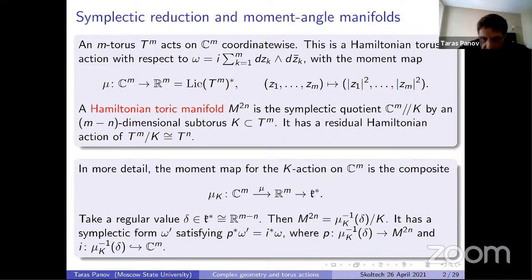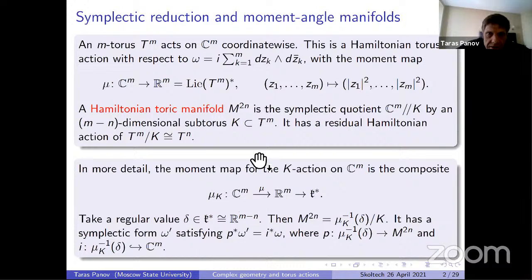In general, it's only almost free. So in general, you just get an orbifold rather than a manifold. But under some mild assumption, you get that this action is actually free, and then the quotient is a closed manifold. So this is a closed manifold, and it has a symplectic structure.